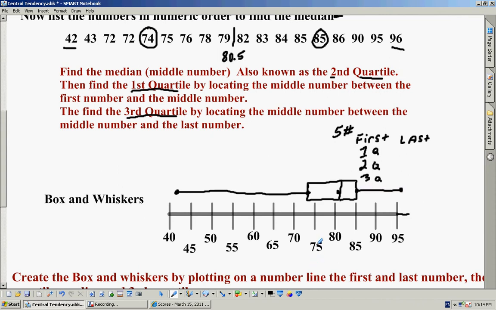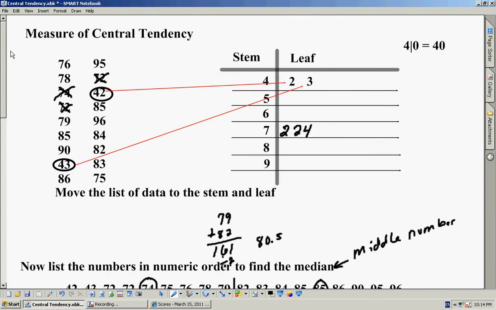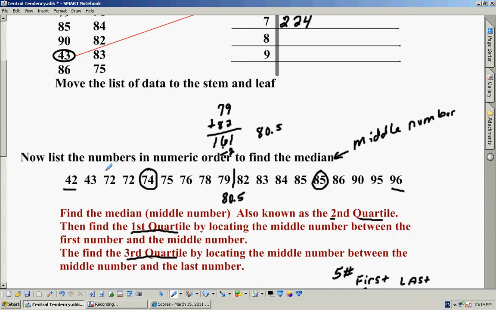Now so far, what we've done, the stem and leaf, its purpose, let me scroll up here so we can see that again. The purpose of the stem and leaf was just to get our numbers organized, and that way we could write it in numeric order like this. And then once we had a numeric order, we could find our first, our middle, and our third quartile, and our first and last number.